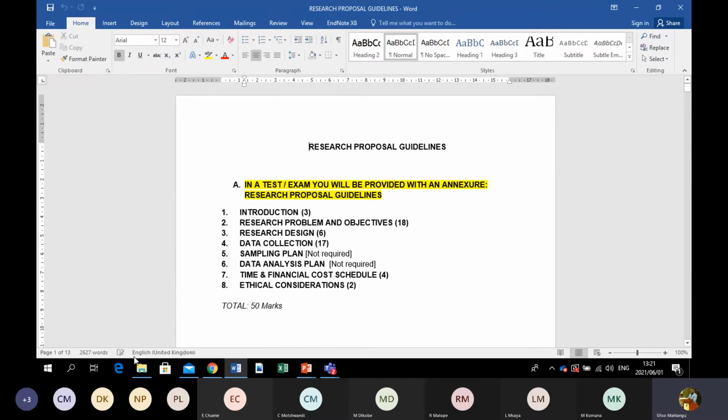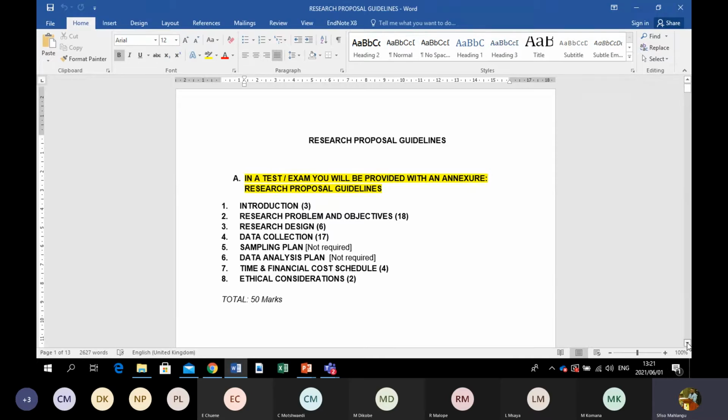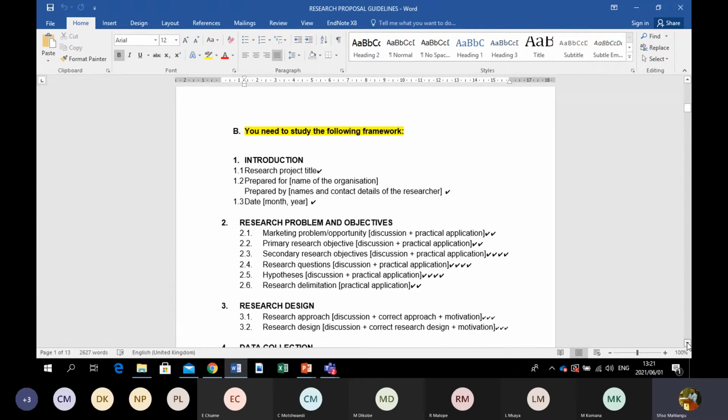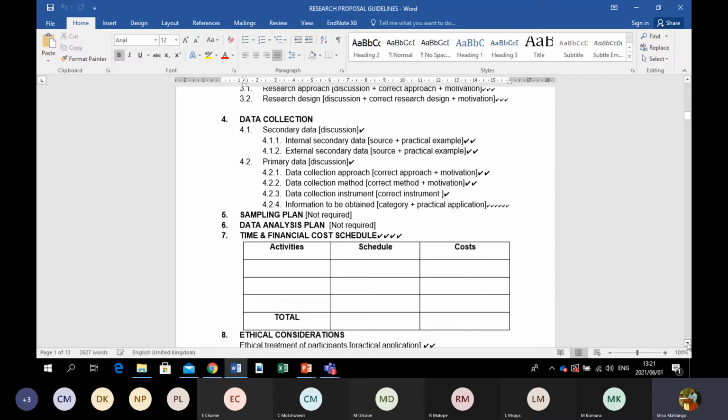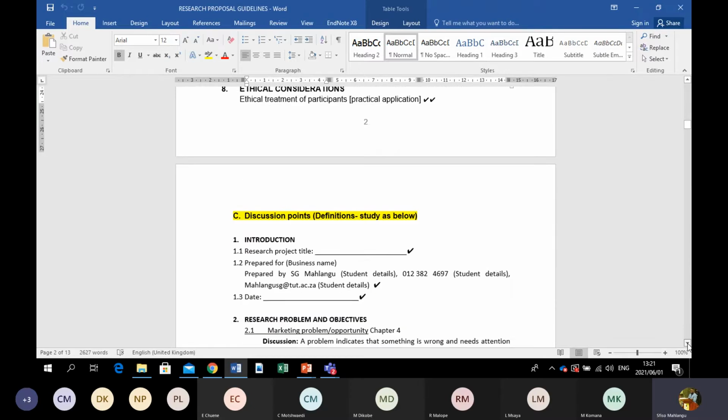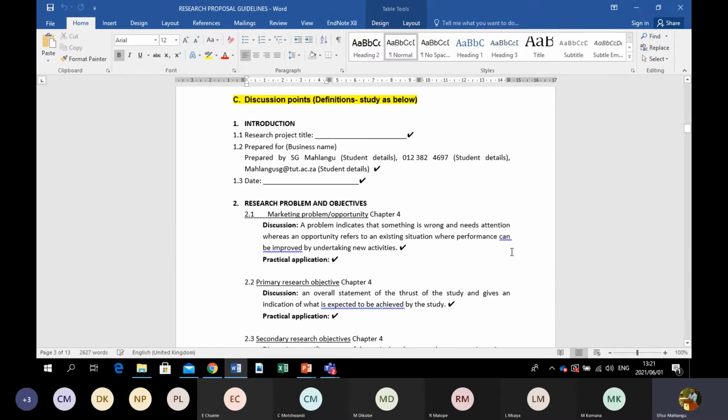So you will see this document is 13 pages. And the research proposal that I'm showing on the slide, this is where it's coming from. And it also has those discussions and those definitions. So this is a structure. At the moment we are here under research design. We're also going to talk about time and financial cost as part of chapter 5 as well. But this is the important part, discussion points, whereby you discuss everything. You will see all these discussions are here.